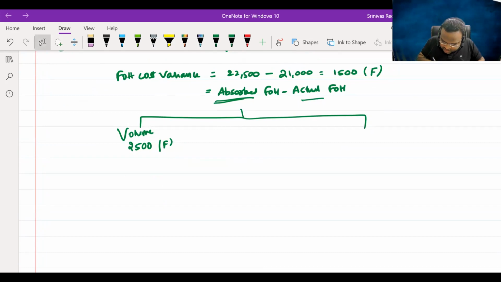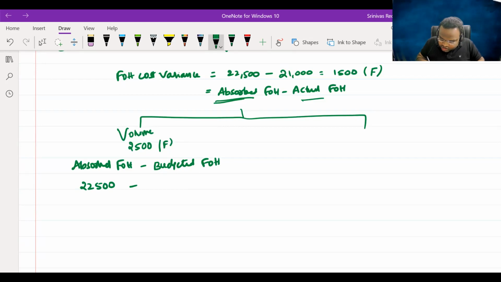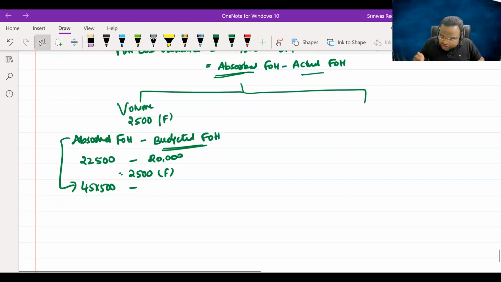Sir, absorbed fixed overhead. This is what I collected, but originally I thought my students were only 40. Absorbed fixed overhead, how much amount? 22,500. What is the budget fixed overhead? 20,000. 2,500 collected more. Absorption is based on which output? Actual output. What is your actual output? 45 students into 500. Budget fixed overhead is based on which output? Budget output. What is your budget output? 40 students into 500. That is what we call 2,500 favorable.